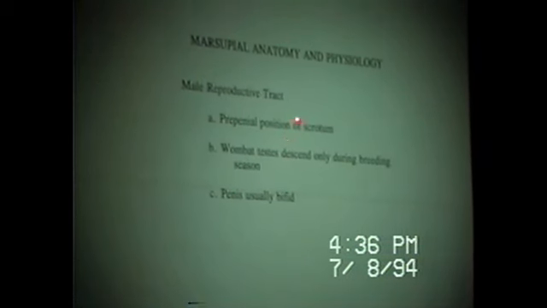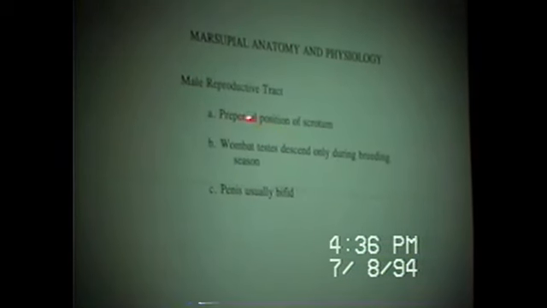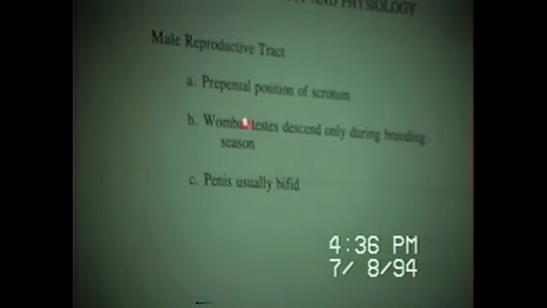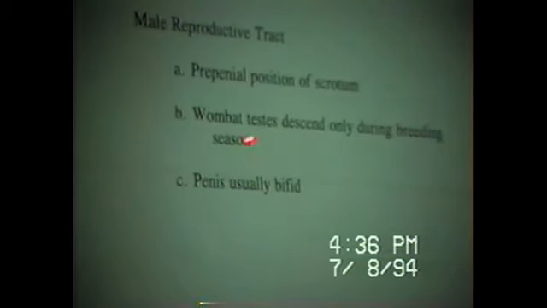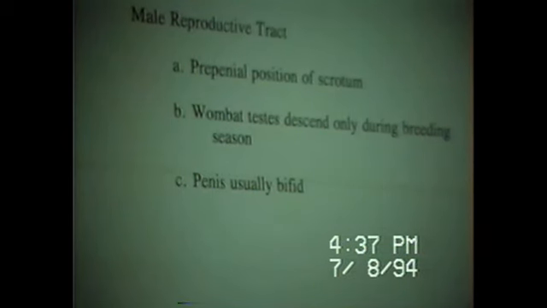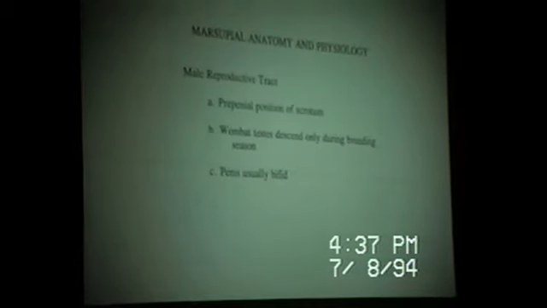There are some unusual features of the male reproductive tract also. The scrotum is positioned cranial to the location of the penis, which is kind of unusual. Wombats don't have an obvious scrotum. The testes only descend during the breeding season. And the penis usually has a prominent fork at the end, except in kangaroos and things.